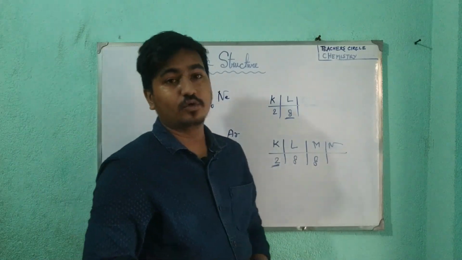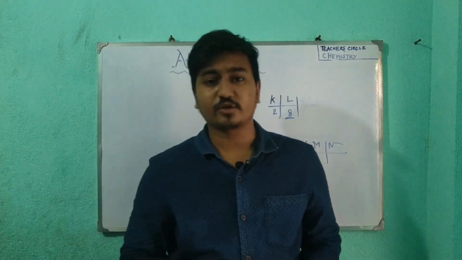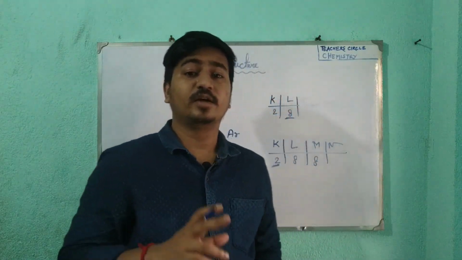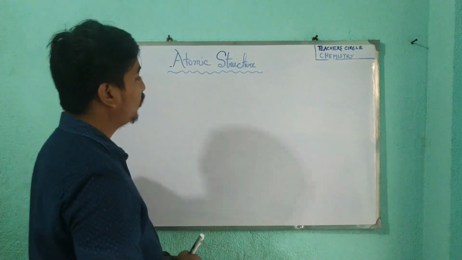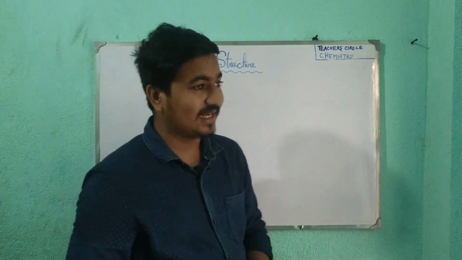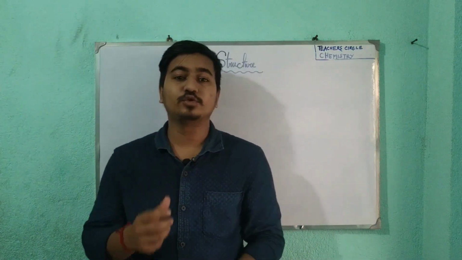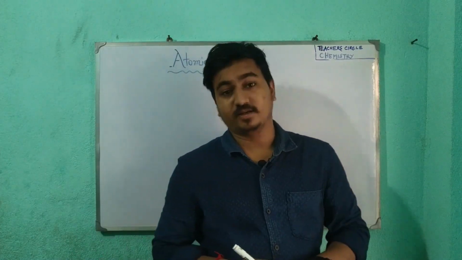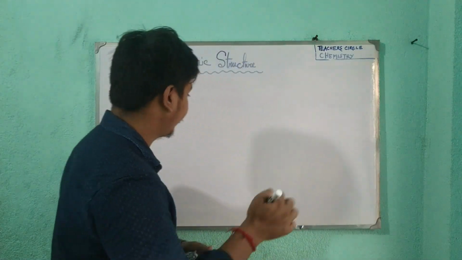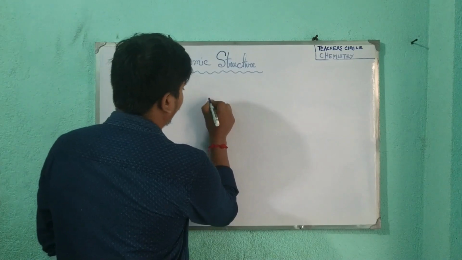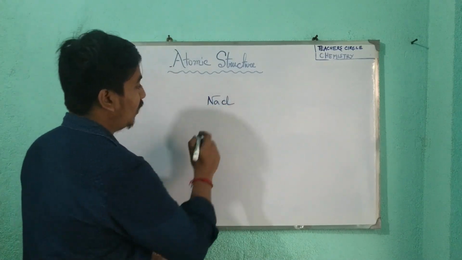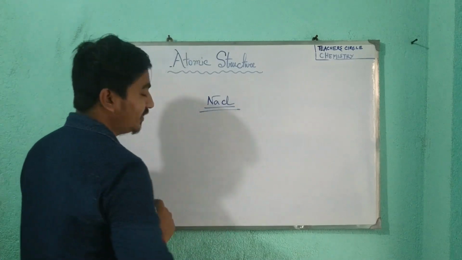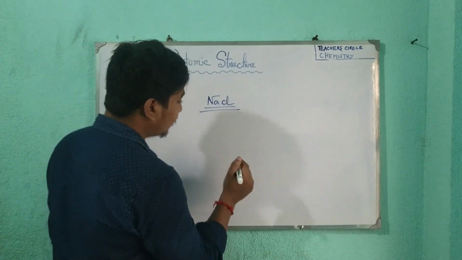So from the octet rule it has been proved that the maximum number of electrons that can stay in a single fixed orbit is 8. There are two very important things in our daily life: we take common salt, and how common salt is prepared. Now I will teach you that very important thing. For common salt the formula is NaCl. How do these two elements combine with each other and form a compound?